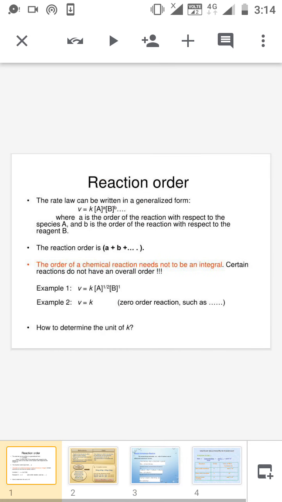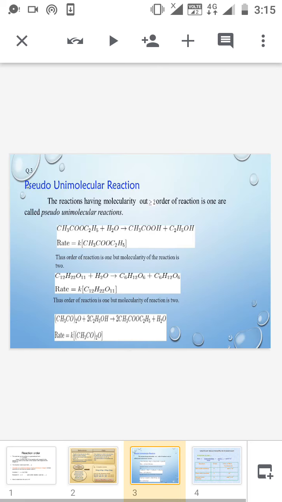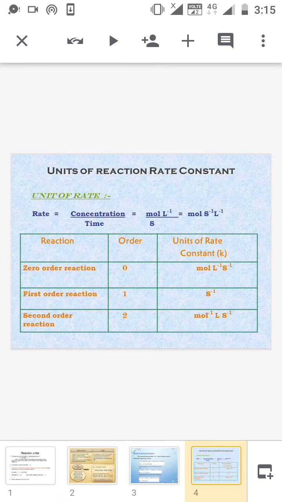How will you determine the zero order reaction? We are moving to the first slide. See here in this example 2, the rate is represented by V. V is equal to K. So the unit of K is equivalent to the unit of a rate. We discussed that the unit of the rate is mole liter inverse second inverse. So the unit of the rate constant in a zero order reaction is the same: mole liter inverse second inverse.